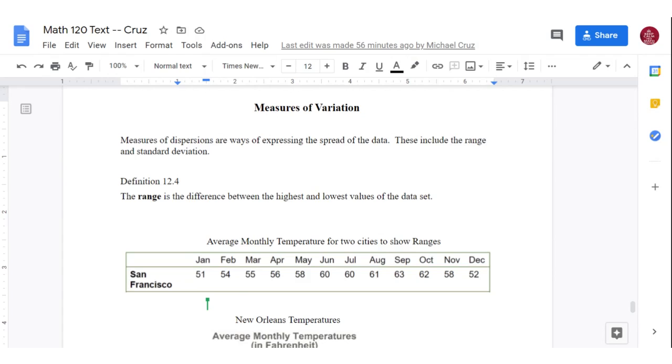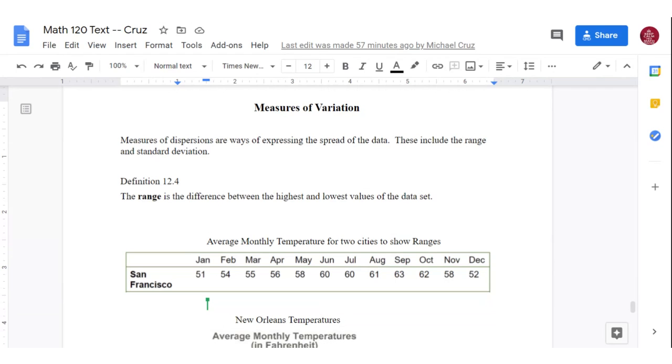What's called measures of variation. Yesterday we looked at measures of center, which were the mean, the median, and the mode. And now these things called measures of variation essentially just tell us how spread out data is. Okay, how spread out data is the issue here.